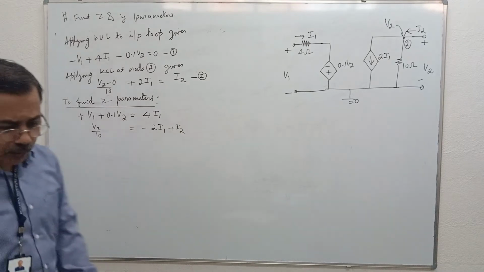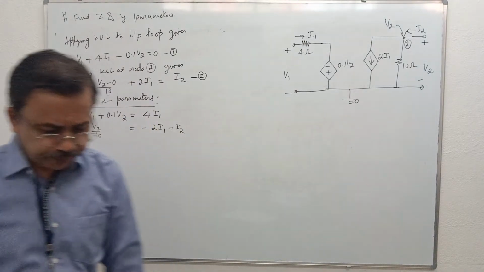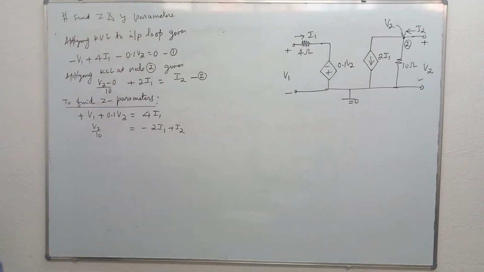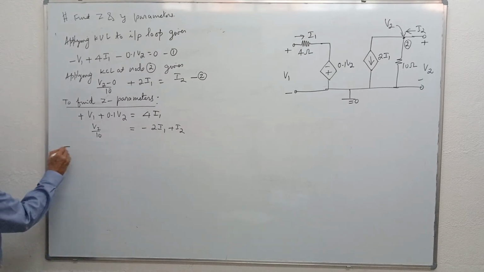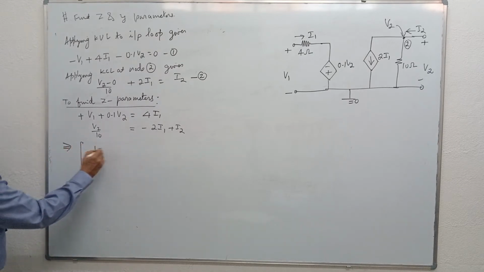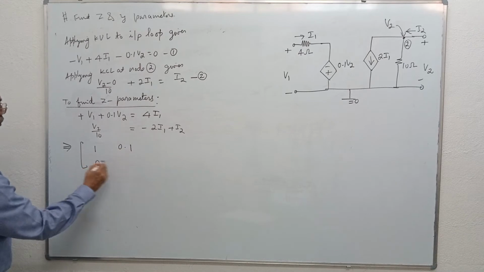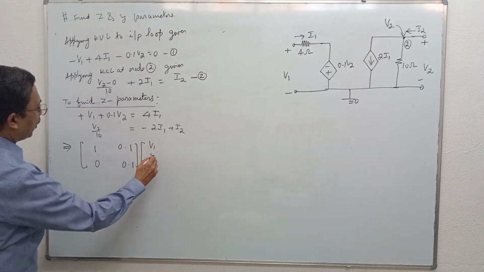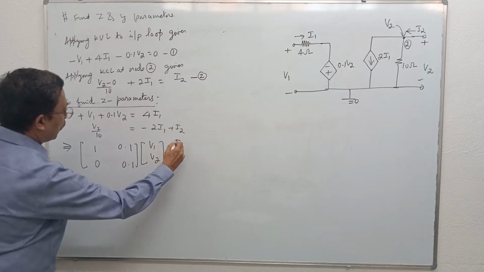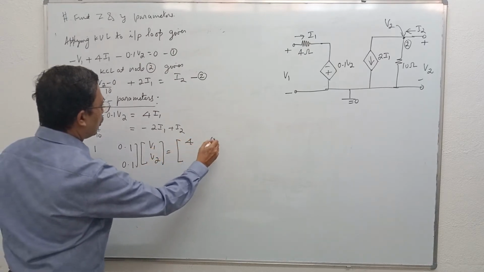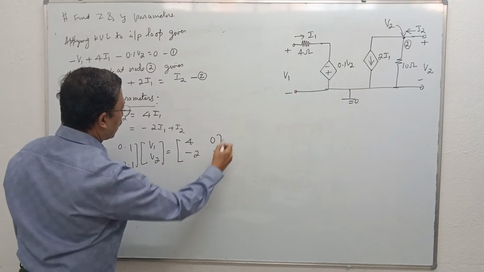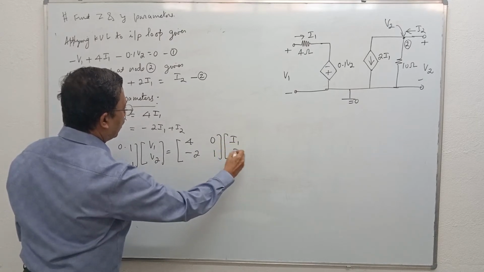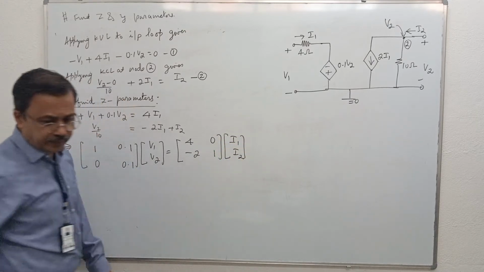Now I will put these equations in matrix form. So what we get? We get the matrix 1, 0.1, 0, 0.1, multiplied by column matrix V1 V2, is equal to the matrix 4, 0, minus 2, 1, multiplied by the column matrix I1 I2.